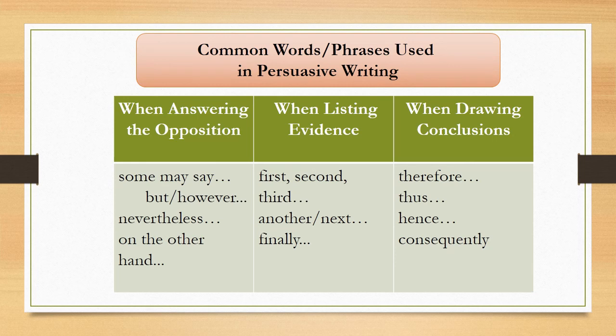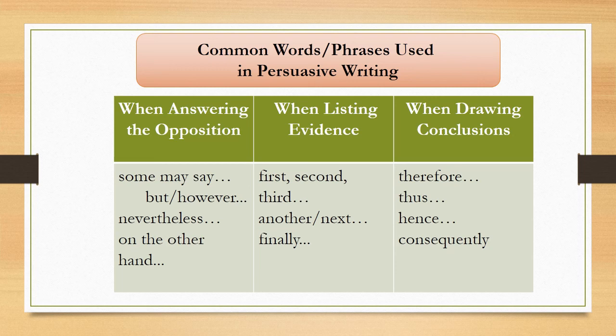Here are the common words and phrases we can use in writing a persuasive text. When answering the opposition, we can use phrases and words like some may say, but or however, nevertheless, and on the other hand. For example, some may say that they don't have any symptoms of the virus. However, people without any symptoms, or asymptomatic, still have and can spread the coronavirus. That is an example of answering the opposition.